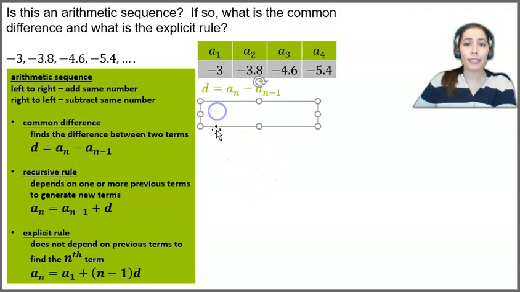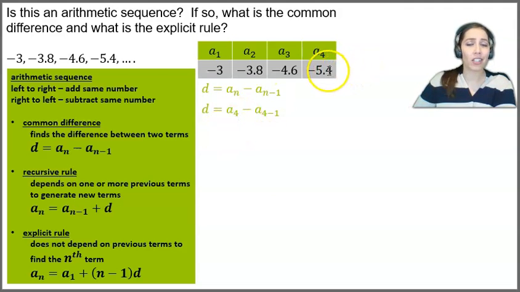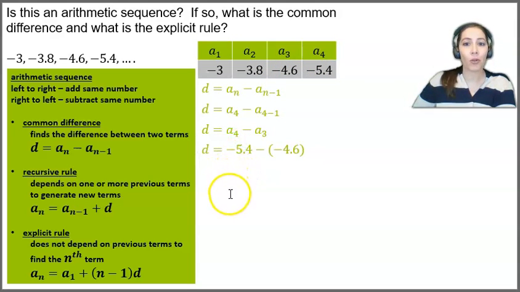When I'm doing the common difference, you can start anywhere. I just like to start at the right and move to the left. So I'm going to take my n and make it 4. So that's a sub 4 minus a sub 4 minus 1. Well, 4 minus 1 is the same thing as 3. So when I'm finding the common difference using the formula, all I'm taking is one position and subtracting the previous position. A sub 4 is -5.4, and I'm subtracting from that -4.6. -5.4 minus -4.6 is -0.8.